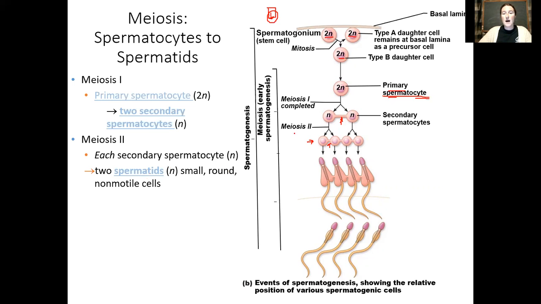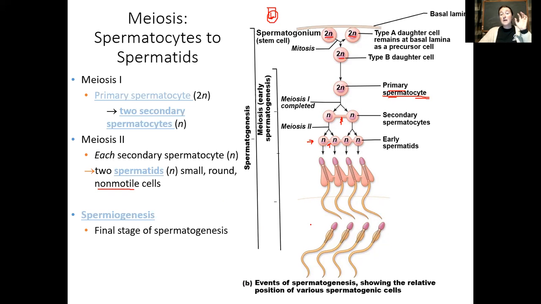Okay, so these cells are called spermatids. Okay, so again, not quite sperm, but genetically they are sperm. Okay, so they are non-motile. They do not yet have flagella. Okay. Finally, these spermatids, right? They've completed meiosis. They are genetically sperm, but not functionally sperm.